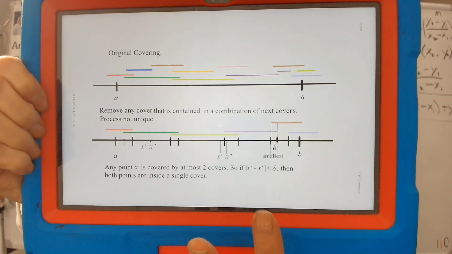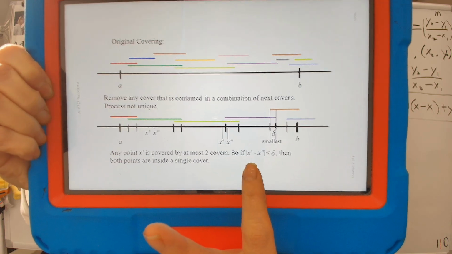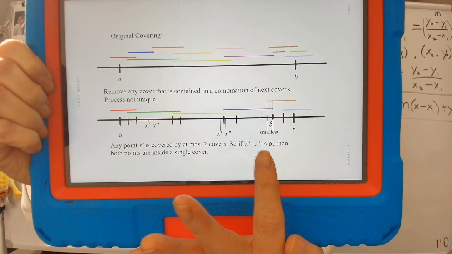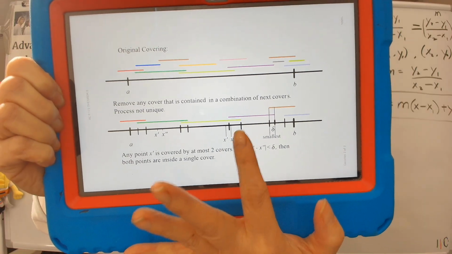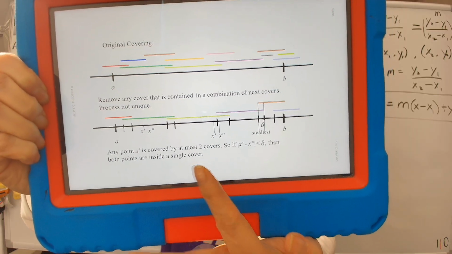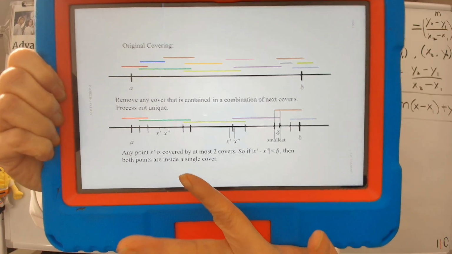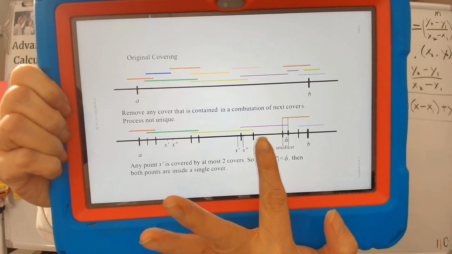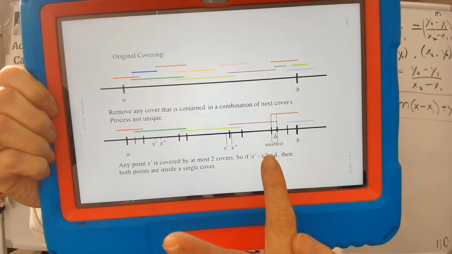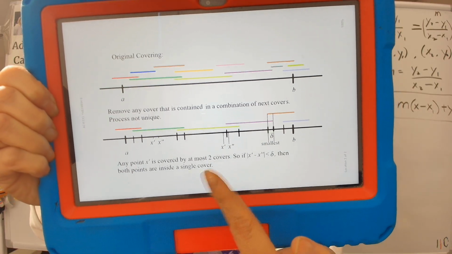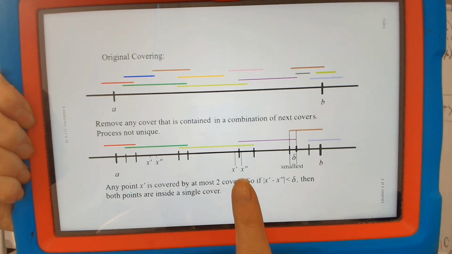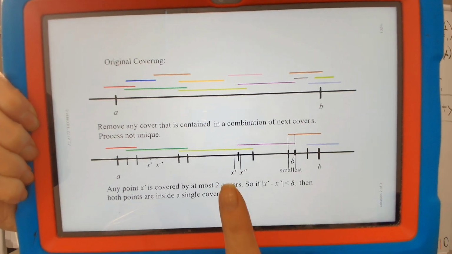All right, so if that is the case, then if we force x prime minus x double prime to be less than delta, what that means is that there will be at most one subdivision point in between them. And they're both inside a single cover. Because the intersection of subdivisions has two covers, right? So if they are within delta, where delta is the smallest between the subdivisions, then they will always be inside a single cover, like this case, where it's inside that green cover. In this case, they are both inside this yellowish green cover.